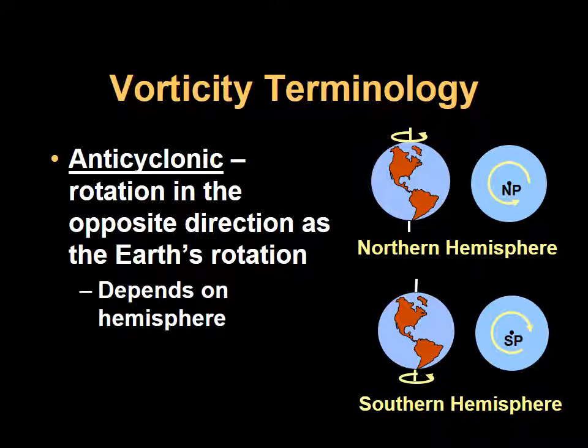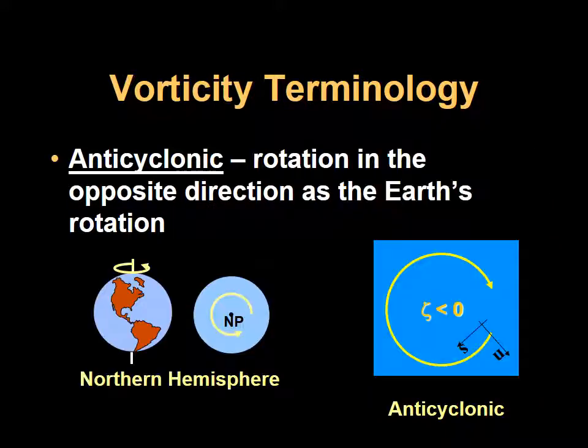So you can do the same arguments for anticyclonic. Anticyclonic is opposite the direction that the Earth is rotating, and in the northern and southern hemispheres, they're different directions. Northern hemisphere, anticyclonic would be clockwise. In the southern hemisphere, anticyclonic would be counterclockwise. So in the northern hemisphere, if you've got wind flow that is going clockwise, drawing the S and N coordinates, we know that that is negative vorticity. Zeta is negative, or less than 0.